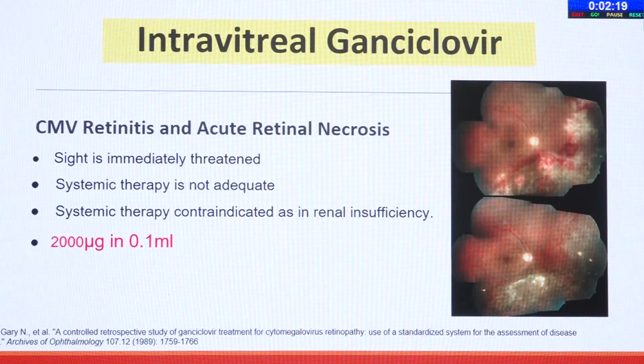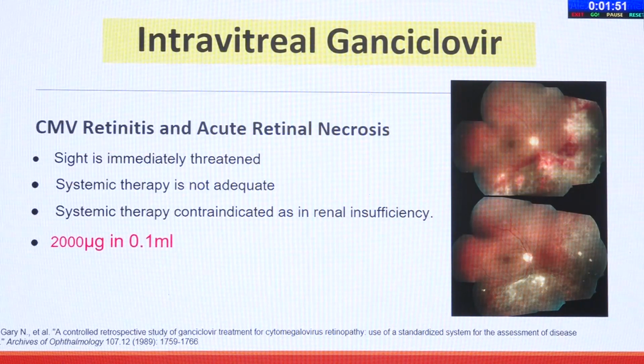Intravitreal ganciclovir is a great weapon in case of CMV retinitis. It is the best modality of treatment, and this will be followed by oral valganciclovir. In acute retinal necrosis, along with intravenous acyclovir or intravenous ganciclovir injections, you should give intravitreal ganciclovir because it reaches a very high concentration and saves the retina.